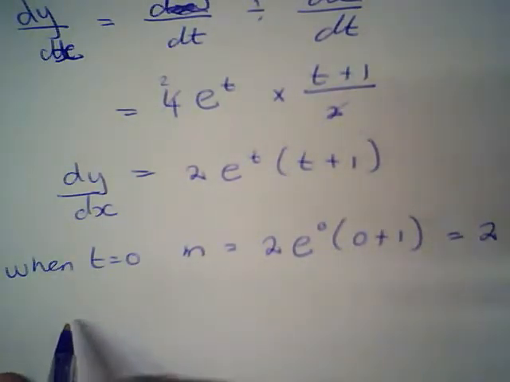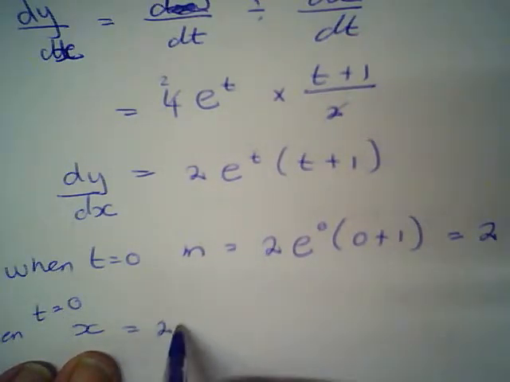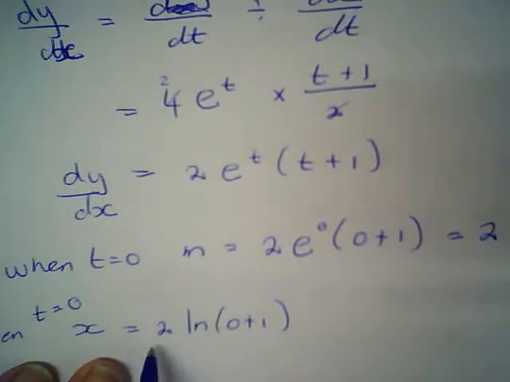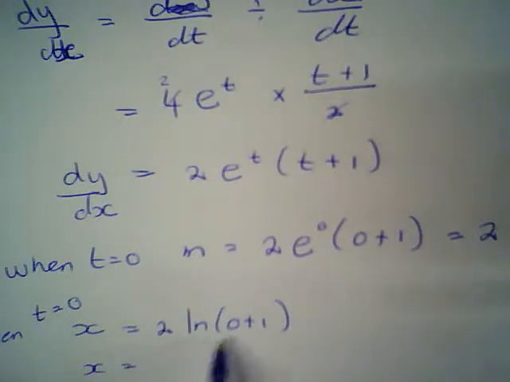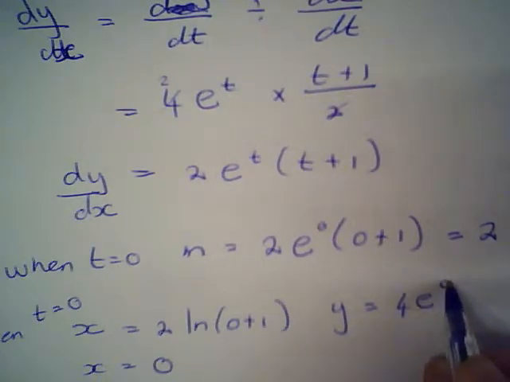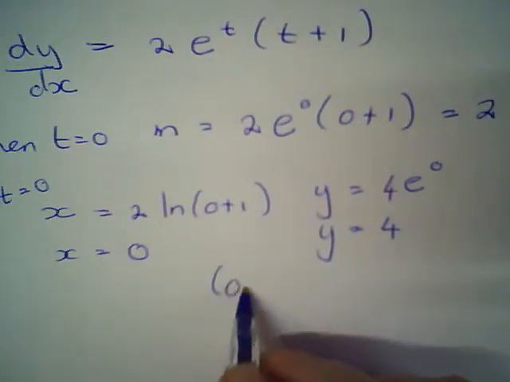But I still need a point, but I do have an x value, and we're also going to use it when t equals 0. So my x would be 2 natural log of 0 plus 1. That would give me the natural log of 1. Natural log 1 is 0, so the x value would be 0. And my y would be 4e to the power 0. So y would be 4 times 1, that gives us 4. So the point that I need is (0, 4).